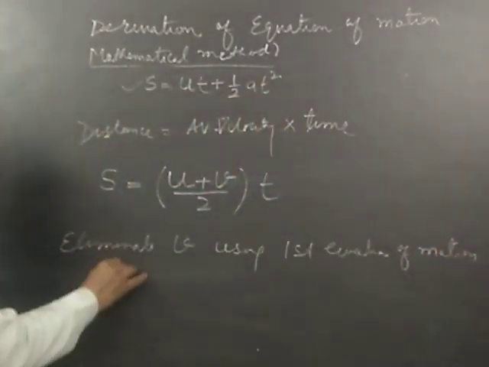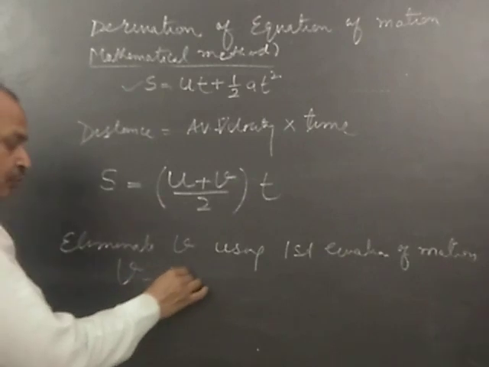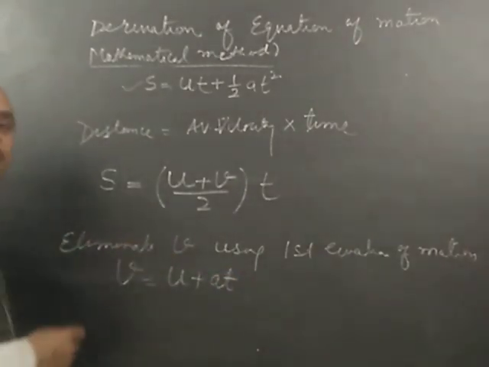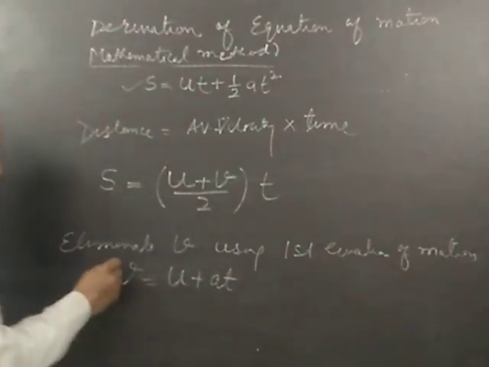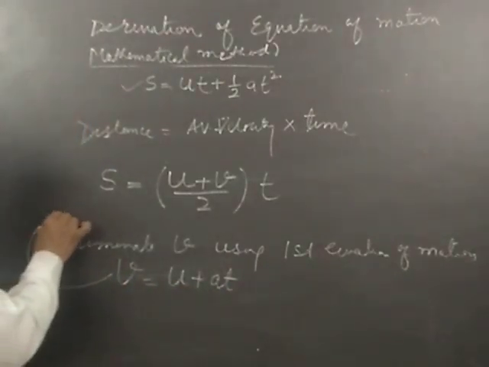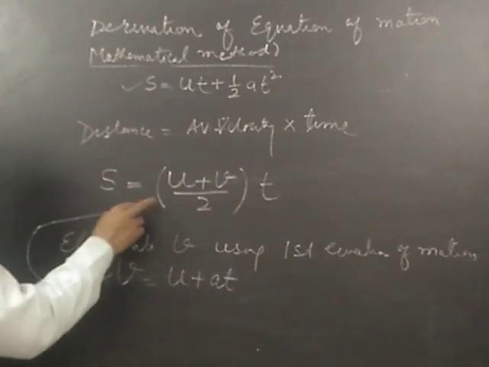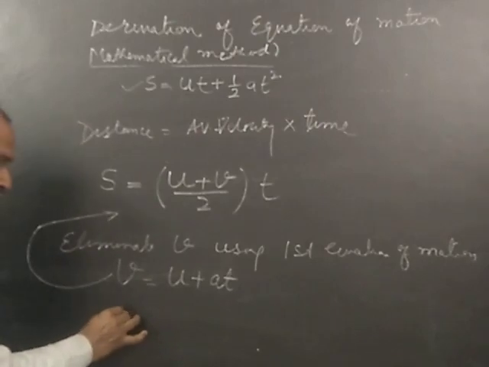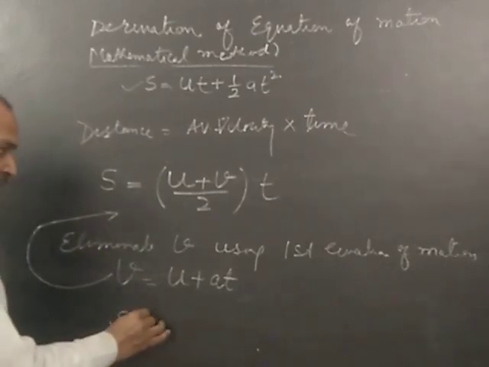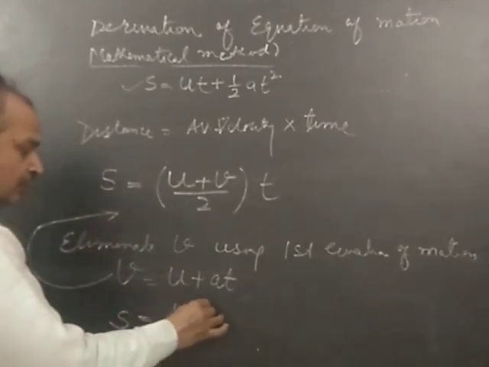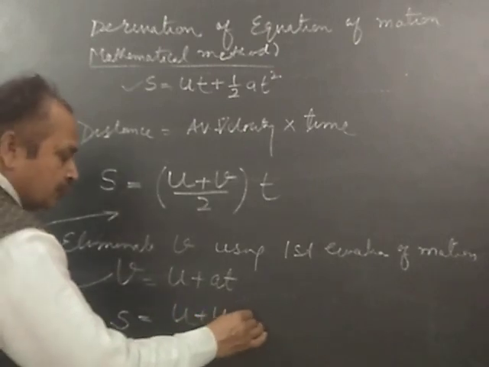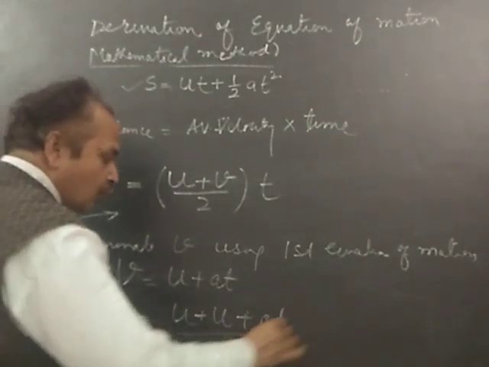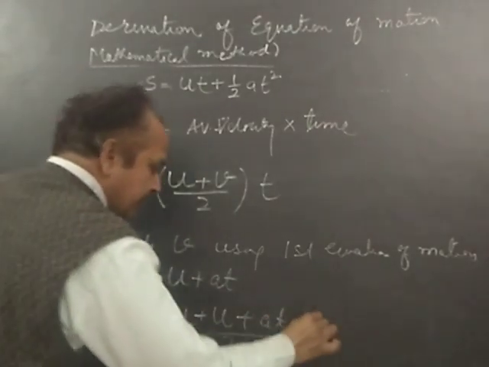And what was that? V is equal to u plus at. Just now we have done v is equal to u plus at. So what we will do? We will put this value of v here, and accordingly when you solve this, what you will get? S is equal to u plus at by 2 into t.